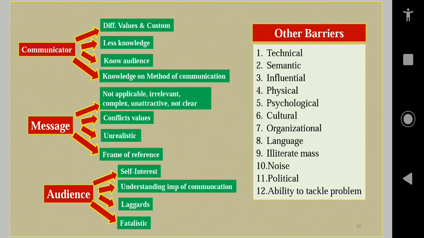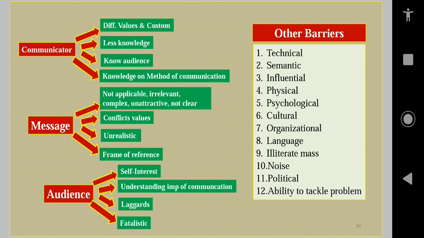Some barriers related to the communicator are, first, different values and customs. The communicator disregards the values and customs of the audience due to social status difference. As the social status is different, he disregards the values and customs. Then that will be a problem. Then, less knowledge: if the communicator has less knowledge about the message itself, its validity and usefulness.